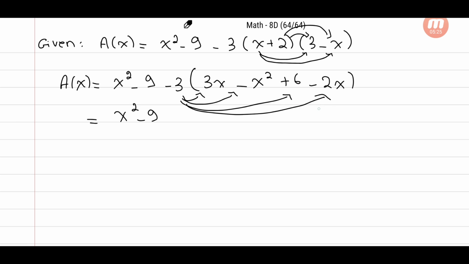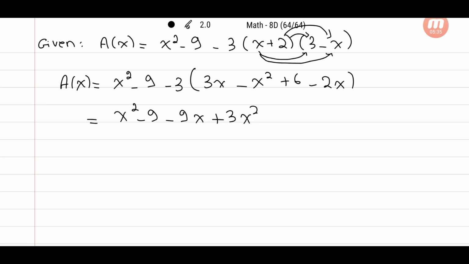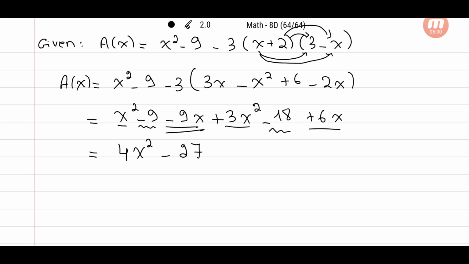So −3 times 3x is −9x. −3 times −x² is plus 3x². −3 times plus 6 is −18. And −3 times −2x is plus 6x. Is equal to x² + 3x², 4x². Now −9 − 18 is −27. And −9x + 6x is −3x.